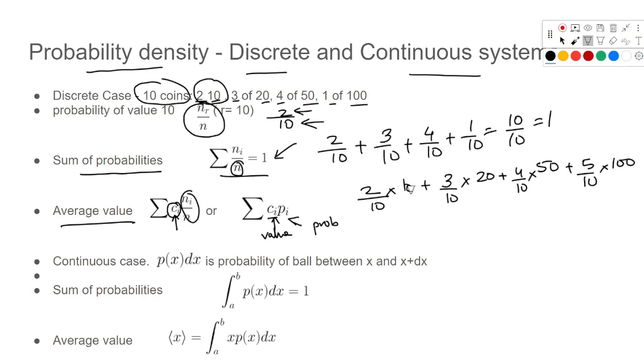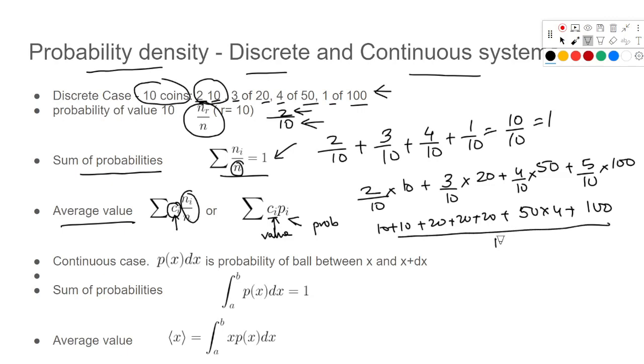This is very easy to see because an average is just the sum of all values divided by the total number. For example, if one were to calculate the average of this set, it is nothing but 10 plus 10 plus 20 plus 20 plus 20 plus 50 four times plus 100, divided by the total number, that is 10. And this is what we get over here. So the way to write this is the value times the probability of that value, and a summation of that. Now, all this is very easy to understand in the discrete case.